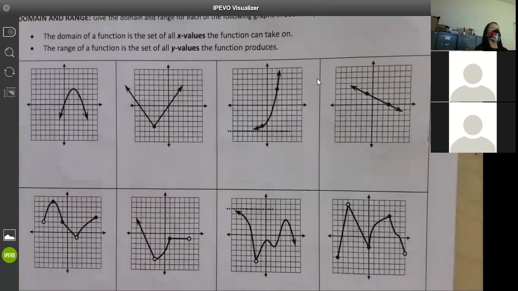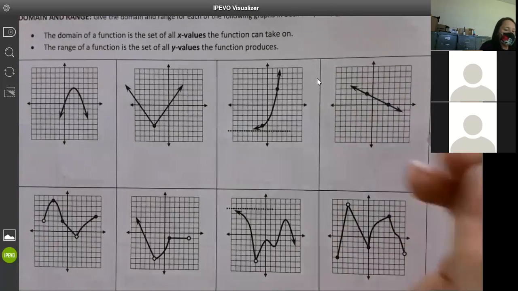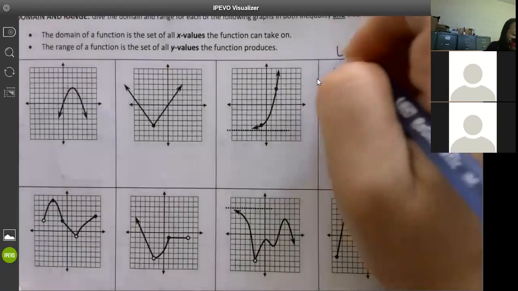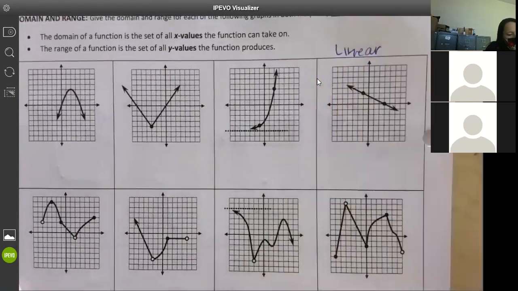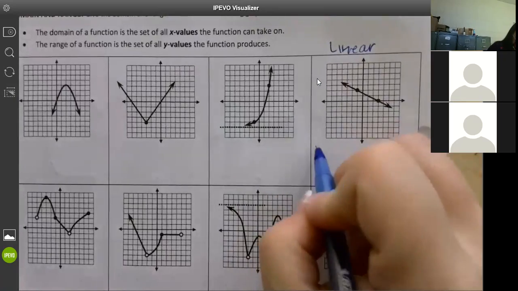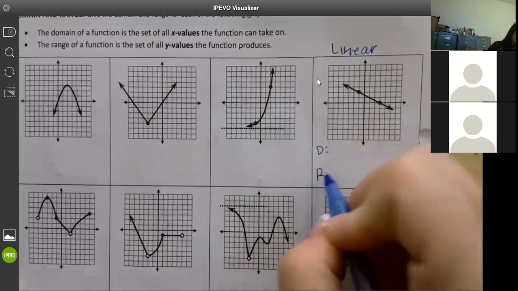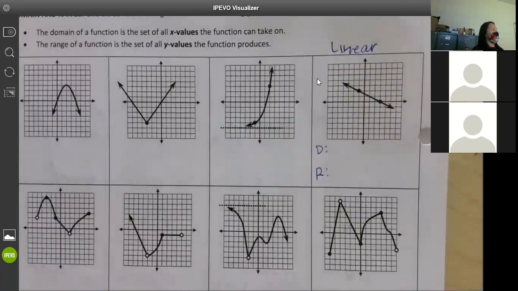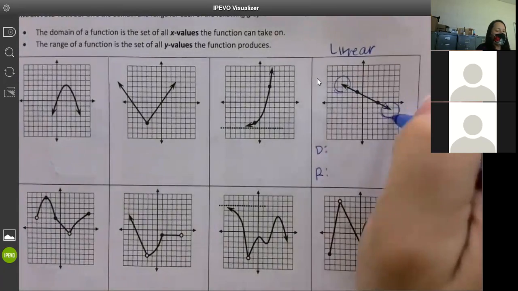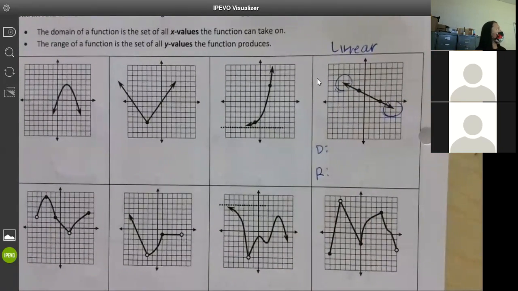Okay, so that's good. So we're going to start first with linear. I want to go to linear. It's the easiest one. Remember, linear is a line. Domain is how far it stretches left to right. So if we look at the linear, on the left and on the right, we see arrows. What do those arrows mean? How long does it keep going? Forever, right? Forever and ever.